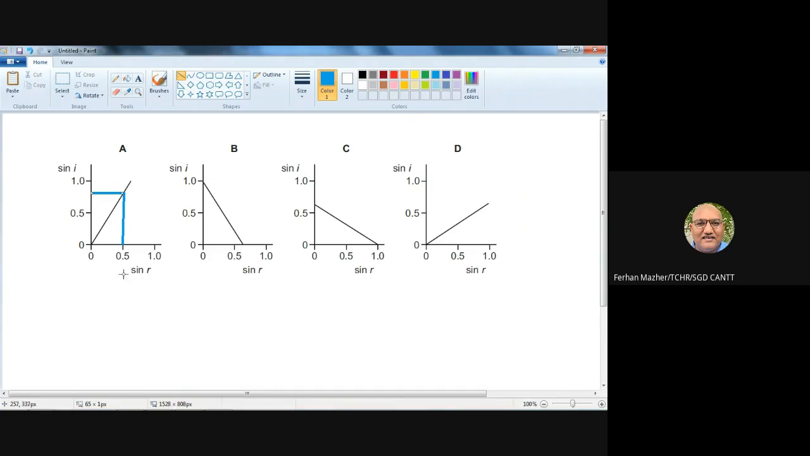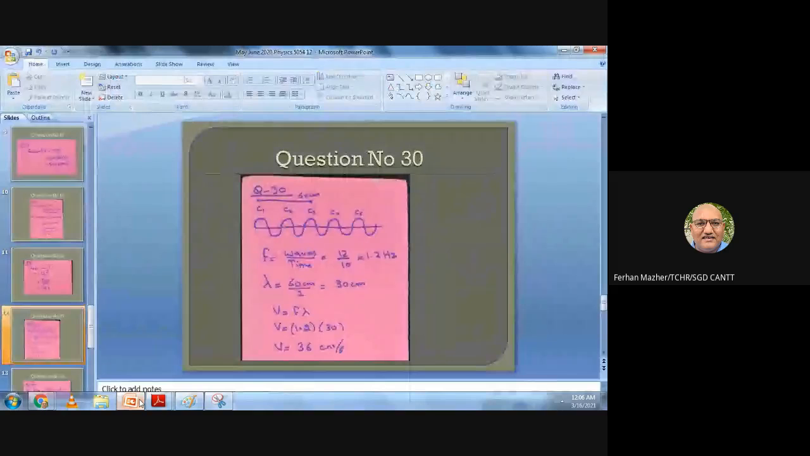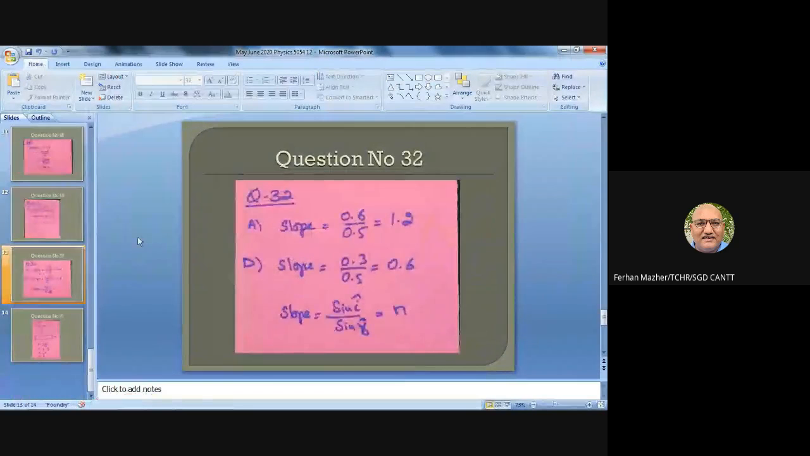You see, if I take this x value as 0.5, the y value will be 0.7, 0.8. I've done this on a paper also. Let me show you that also. Okay. So the slope for the first, I have taken the value as 0.6. So 0.6 divided by 0.5, the answer will be 1.2. That looks the right answer. The slope is positive. The slope is more than 1. That can be the refractive index of the glass.